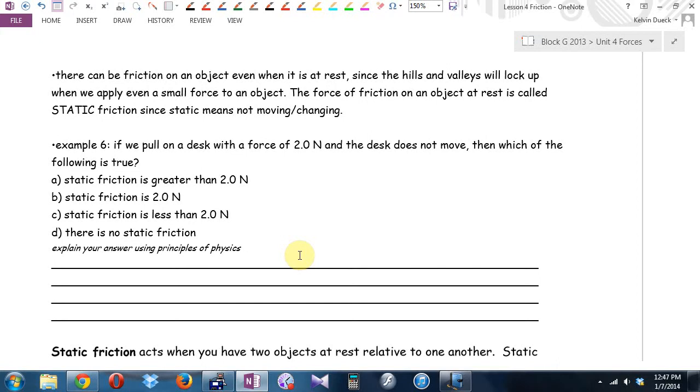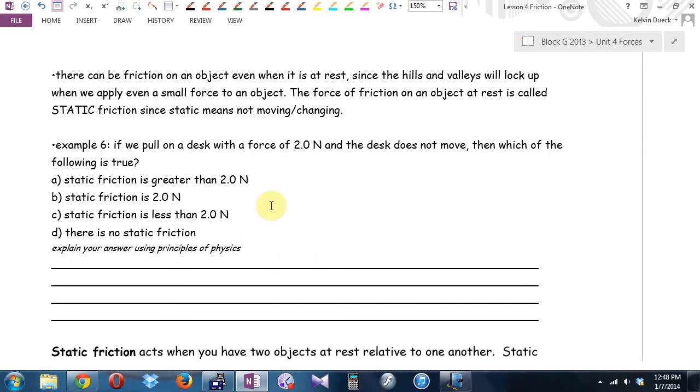There's something called static friction. That's when an object is standing still. And there's something called kinetic friction. Once you get it moving, actually mu gets a bit smaller. The objects get a bit slipperier in relation to each other. So there can be 2 types of friction. Look at this. It says this. There can be friction on an object even when it's at rest, since those microscopic hills and valleys lock up. They fit into each other, kind of like a jigsaw puzzle. The force of friction on an object at rest is called static friction. This is me being a nerd. I'm going to show it to you, but I'm not going to test you on this.